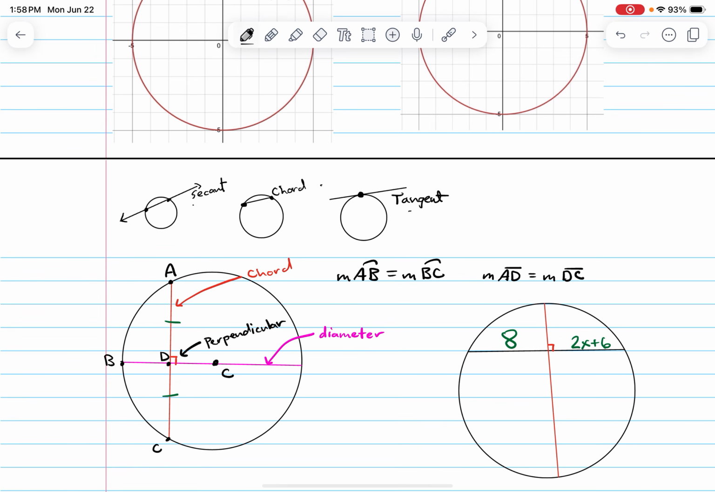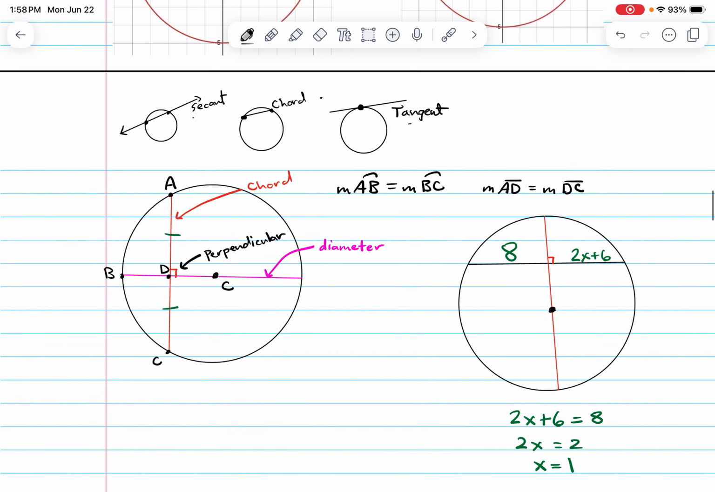So let's look at that. Let's suppose that we've got a circle here. Here's the center. So we've got the diameter intersects this chord, and I want to find out what x is. Well, we just take the 2x plus 6 and set it equal to 8. Those are equal. Then we solve it, and we find that x equals 1. So we're just exploring some of the characteristics about circles and chords and secants and tangents. This is one of the properties.